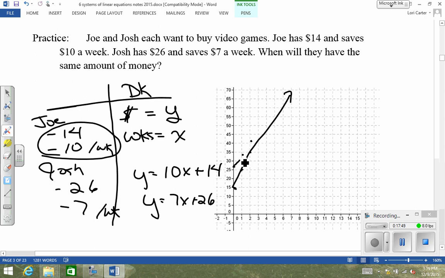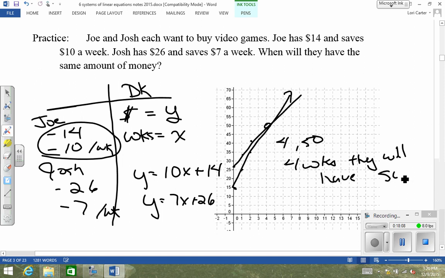Draw your, oh, that's really bad. Okay, so mine looks like it intersects about here. So mine is 4 weeks and $50. Okay, is yours going to be different? Probably. I've done this 7 times today. I've had 7 different answers. Yeah, I've had 3 weeks and $45 usually is what it turns out to be.